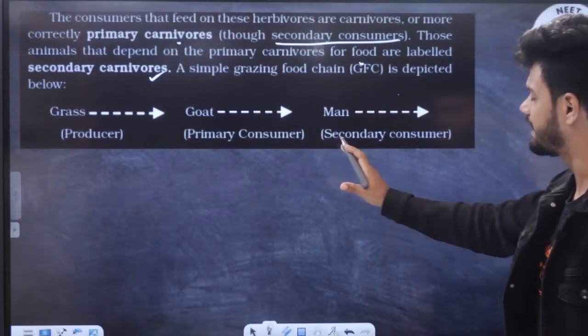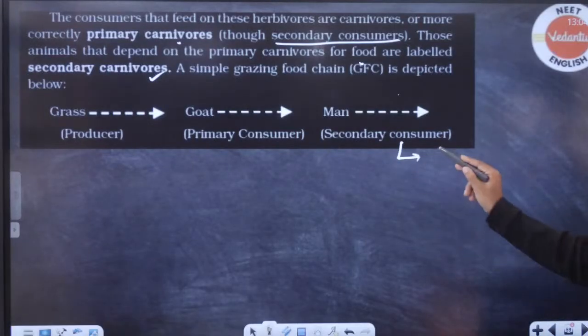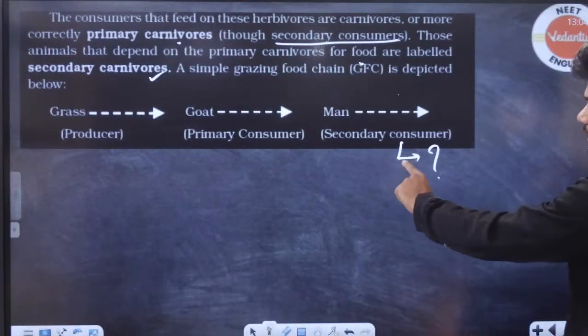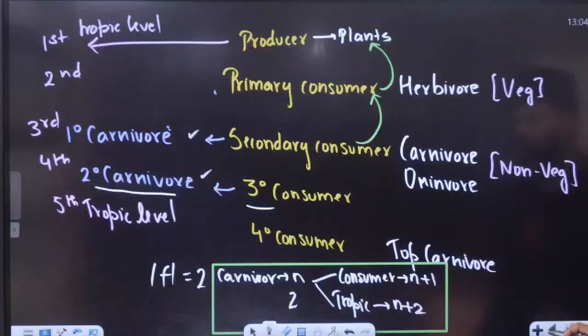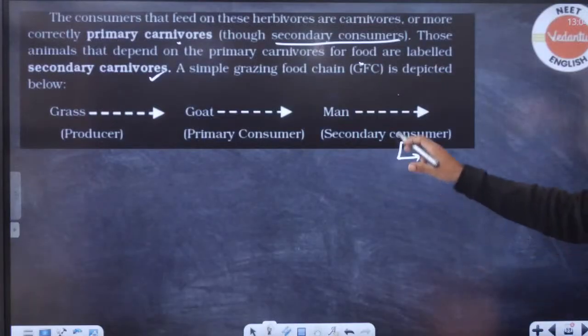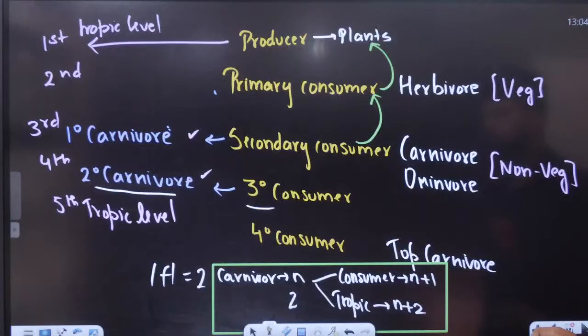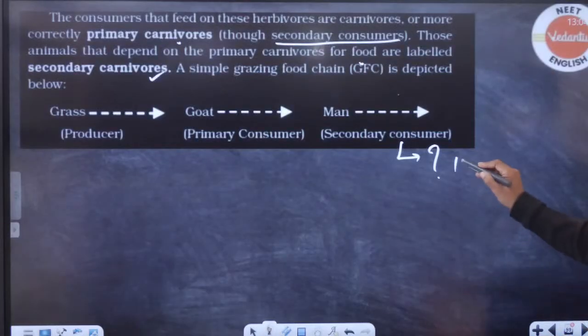Primary consumer, secondary consumer. Secondary consumer is what, students? Tell me, all of you. A secondary consumer is which carnivore? A secondary consumer is always a primary carnivore. So here we have the primary carnivore. Primary carnivore.